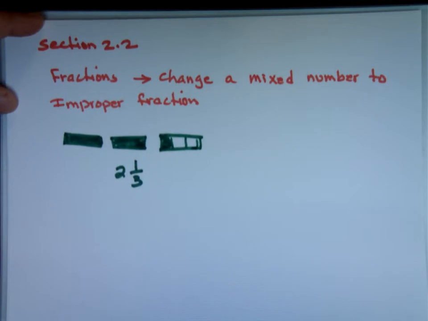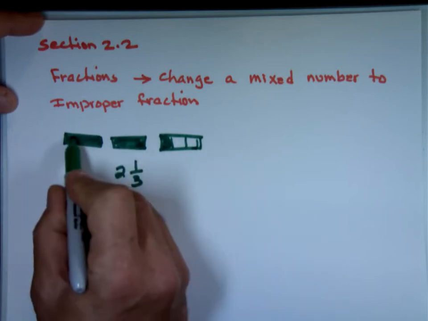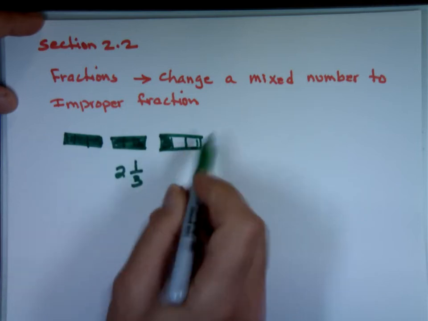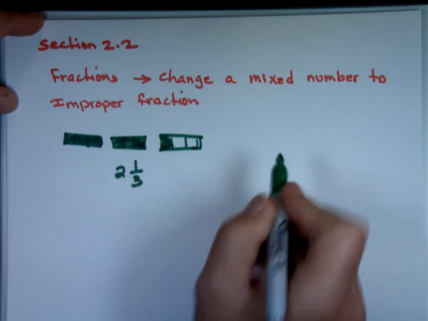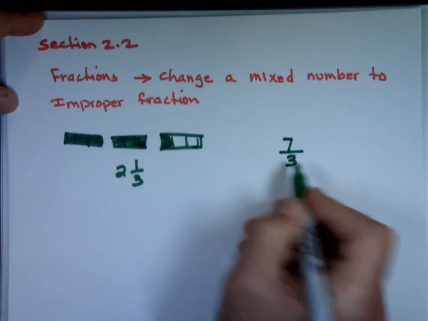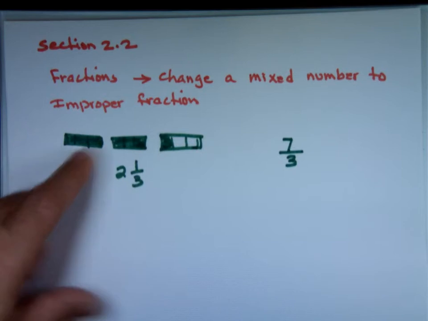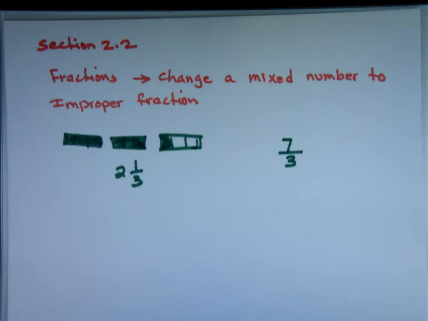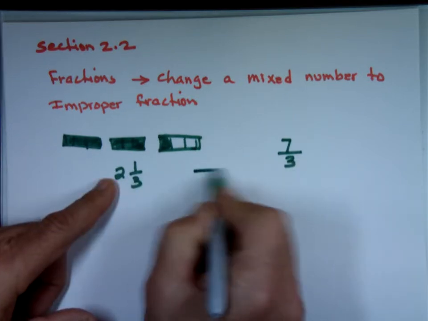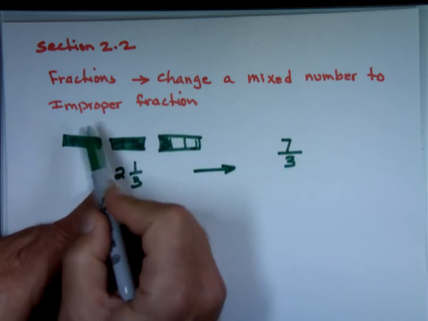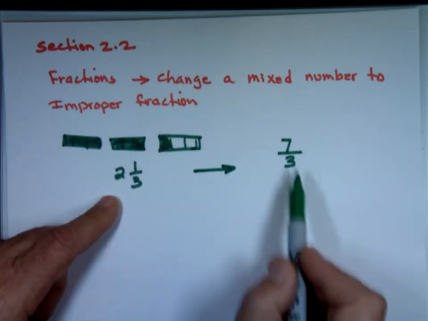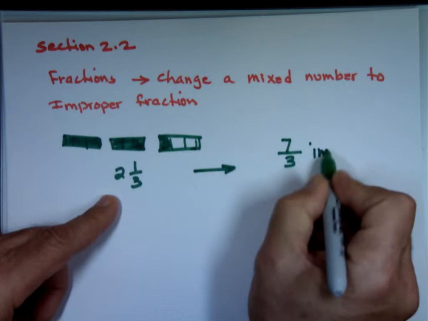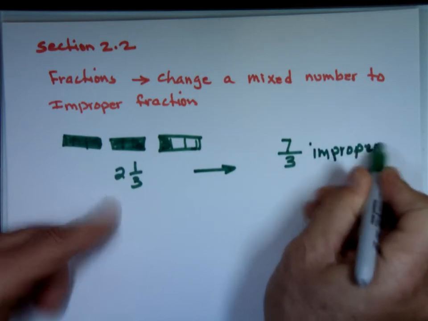Improper fraction, if you look at each one, there's 1, 1, 2, 3, 1, 2, 3, 1, 2, 3. So you have 1, 2, 3, 4, 5, 6, 7. You ate 7/3 of a piece. 7/3. This is 3 threes plus 3 threes, that's 6 threes, plus 1 three, that's 7 threes. So that's called 7/3. So how do we change that number to make it look like that? That's what we're talking about, changing a mixed number to improper fraction. That's improper, the top is larger than the bottom. This one is improper. This is a mixed number.